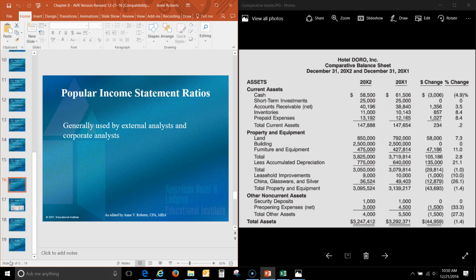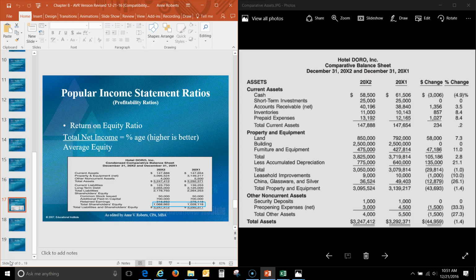Okay. All right. There are some popular income statement ratios. These last three, but realize this again. These ratios are used a lot by corporate analysts, okay, and for bankers, okay. These next three ratios are not going to be performance ratios that are going to necessarily help you run your business better. These ratios will get better if you run your business better, okay?